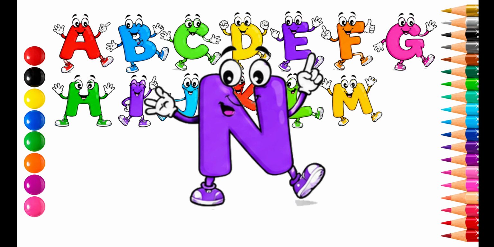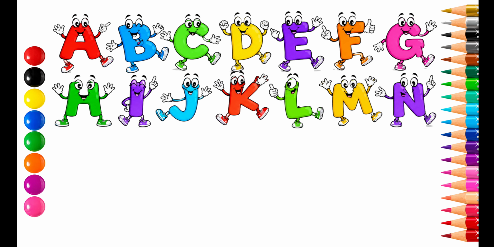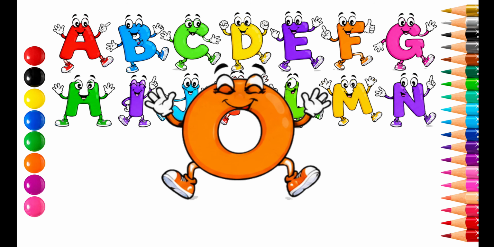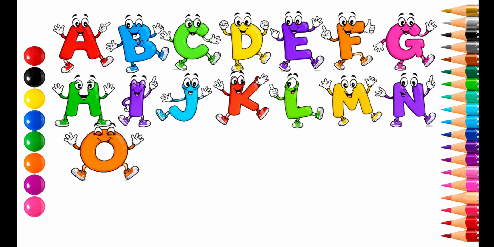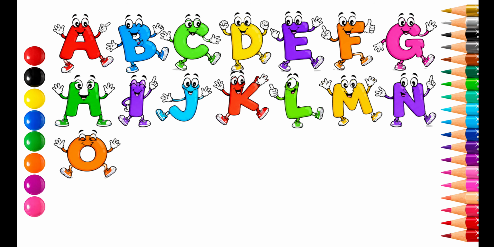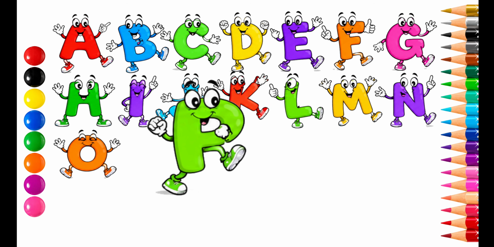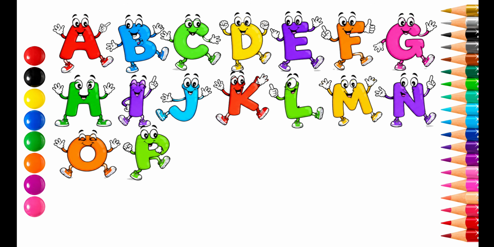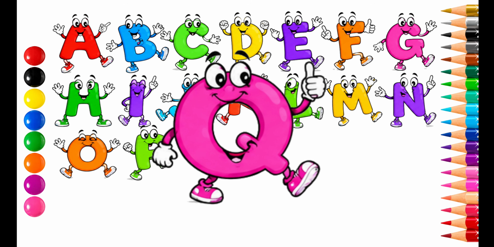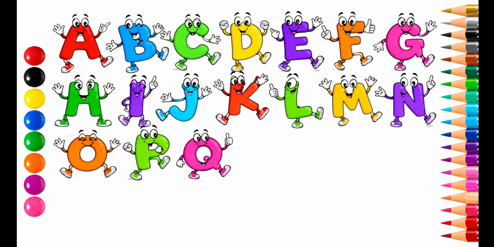N is for nest. O is for owl. P is for penguin. Q is for queen.